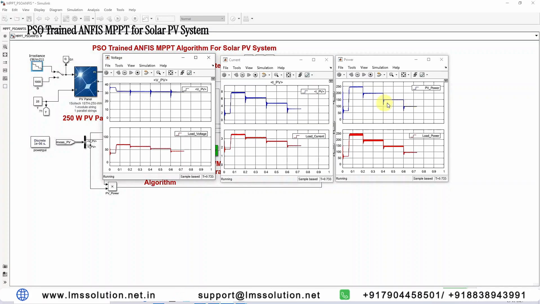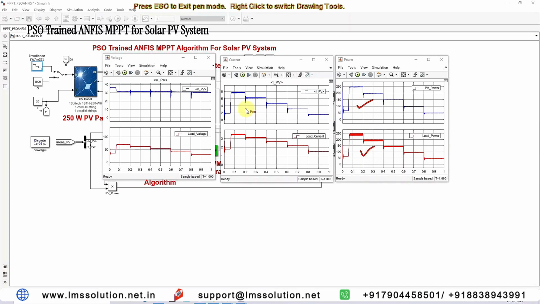And then after changing irradiation from 600 to 400, the maximum power should be around 100 watts. You can see that here also the maximum power is extracted. So after changing irradiation from 400 to 200, the maximum power should be equal to 50 watts. Here also you can see that the maximum power is extracted from the PV panel by means of the PSO trained ANFIS MPPT. So this is variation of PV power and this is variation of load power.